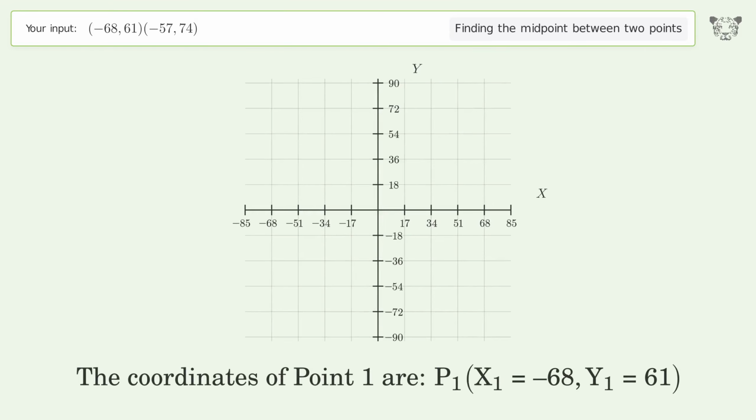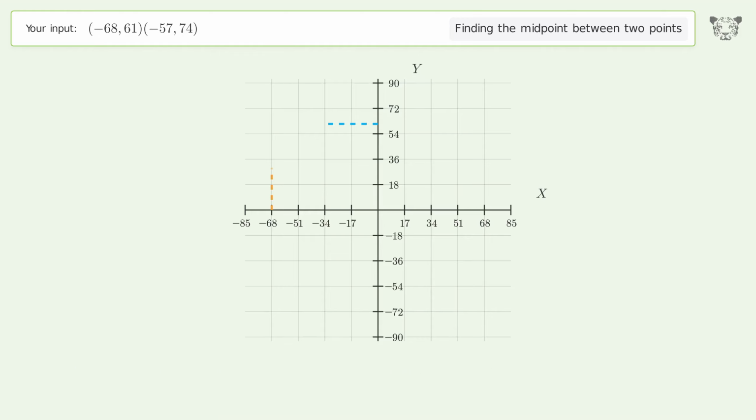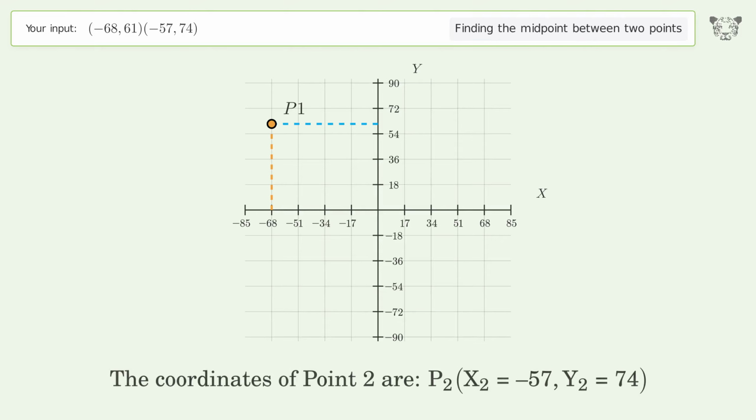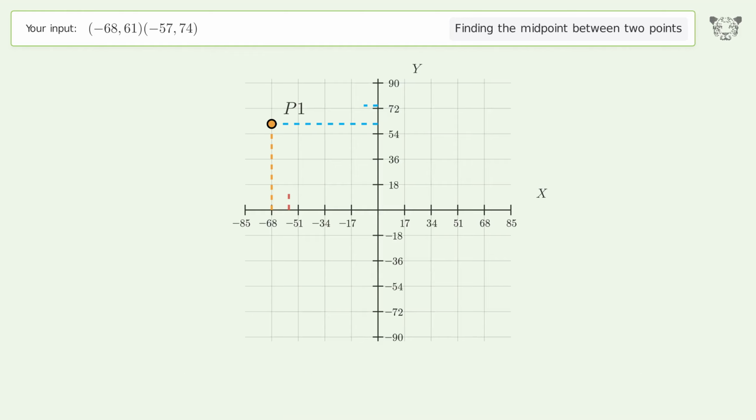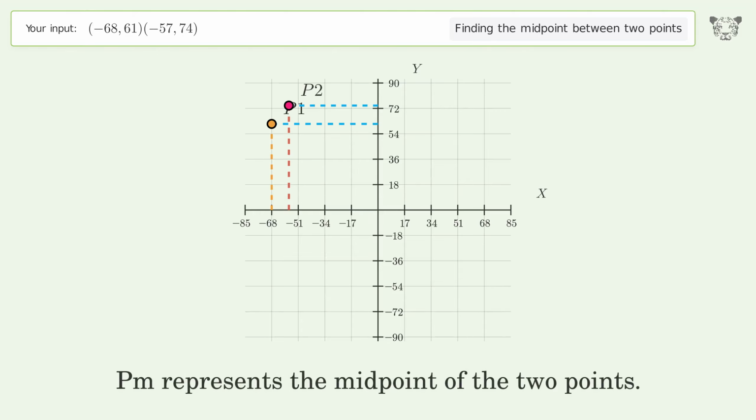The coordinates of point 1 are, x1 equals negative 68, y1 equals 61. The coordinates of point 2 are, x2 equals negative 57, y2 equals 74. PM represents the midpoint of the 2 points.